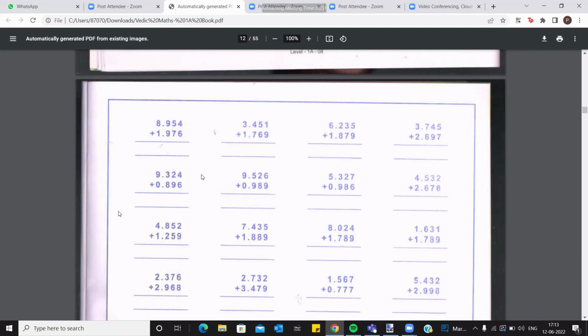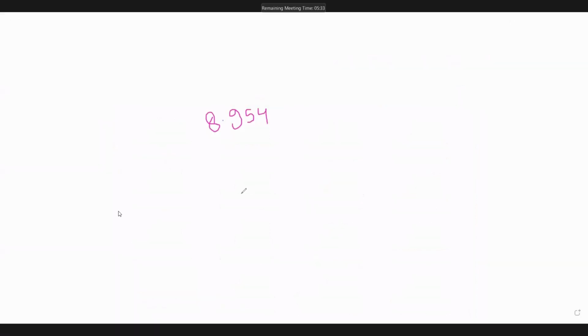10.930. That's correct. Yes. You use this method only, right? Yes, ma'am. Okay. Yeah, good. Moving to whiteboard. Yeah. 8.954, 1.976.